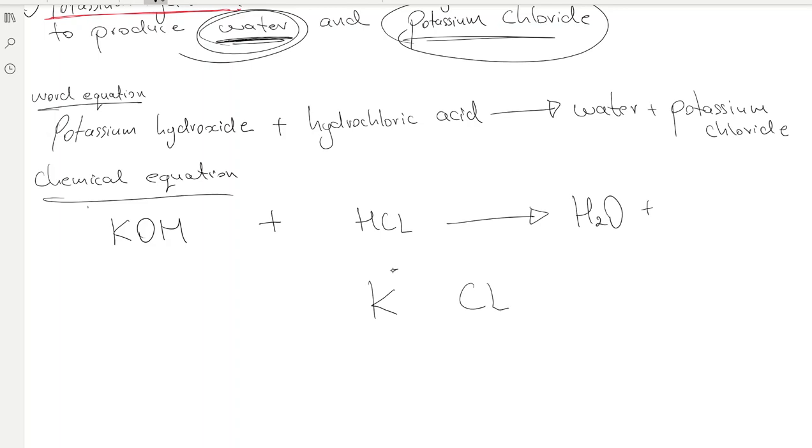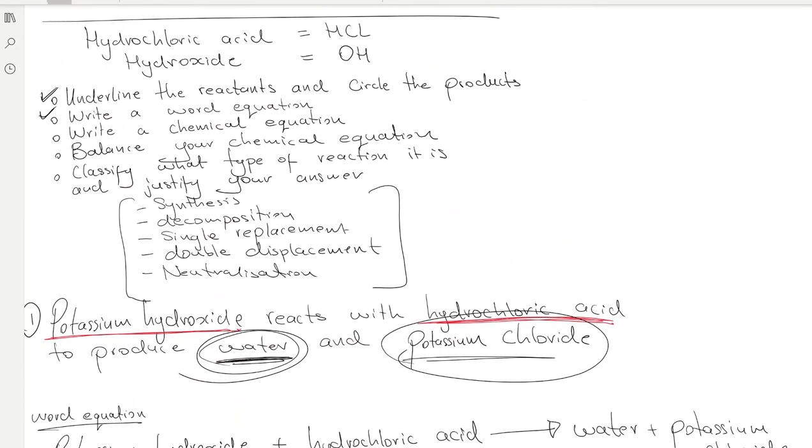Then the charges: potassium is +1. Chlorine is -1. So they'll both have a 1 on there. It'll just be KCl. KCl. Would you be able to do that and just write the chemical formula? Right? Now, the next part. So that's 3 things out of 5 we have already done. The fourth thing says, so we've written a chemical equation. Number 4 says, balance your chemical equation.